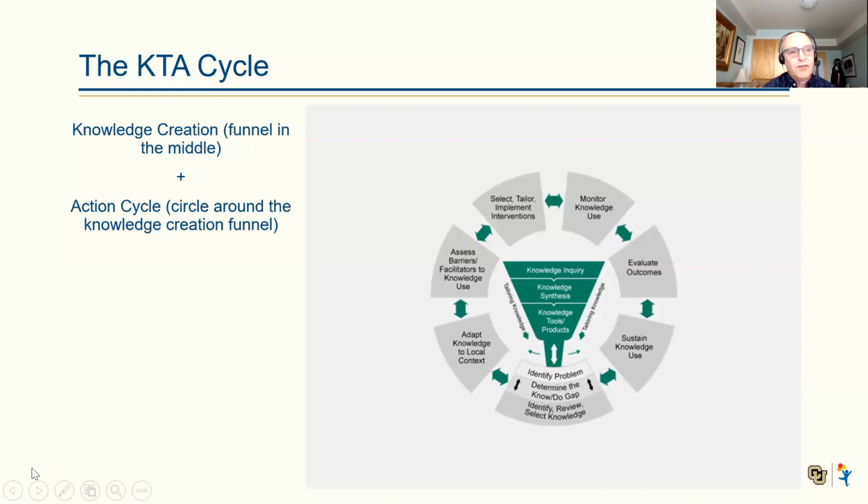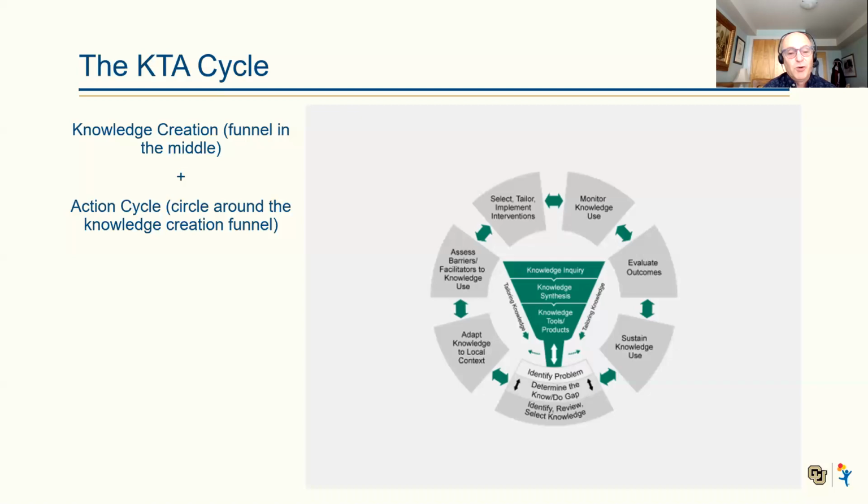What was missing from some of those 30 models that we looked at was the knowledge, the K2A. Where did the K come from? And so we built in what looks like a triangle on the figure, but it's actually intended to be a funnel that's filtering the knowledge. So that's the knowledge creation funnel.